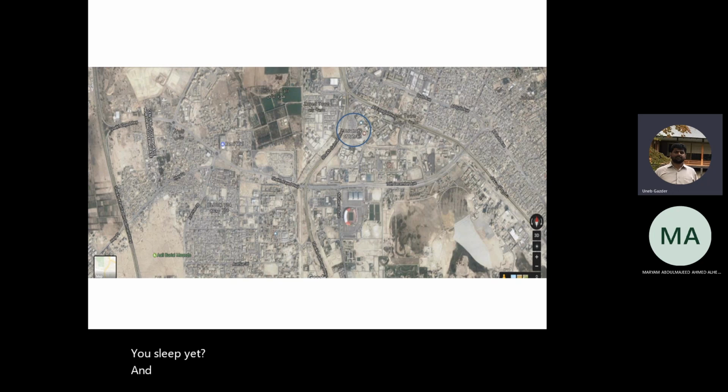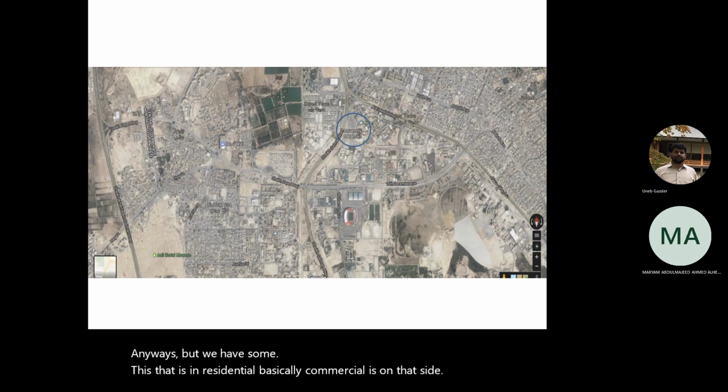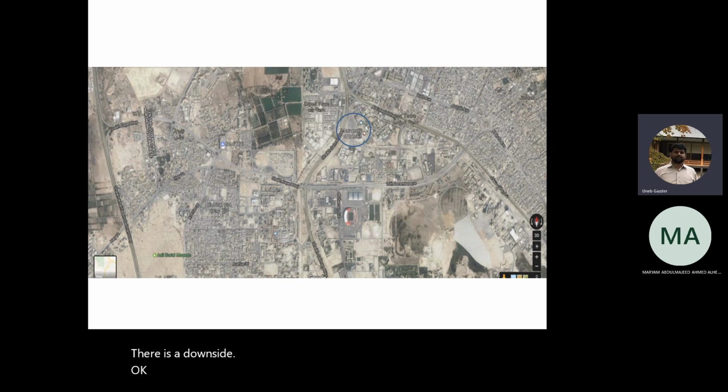And what do we have on the other side? Commercial. It's a commercial area. Looks like it's residential. Anyways, but we have some. This is the residential basically. I would say commercial is on that side, the Isa Town side. And here on this side we have the stadium and so on.